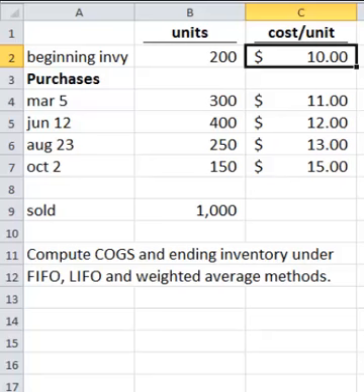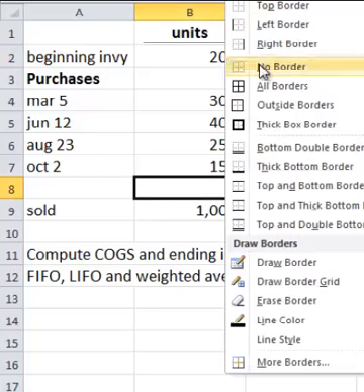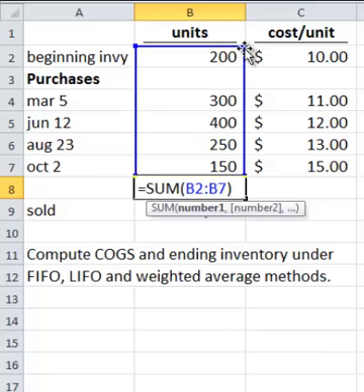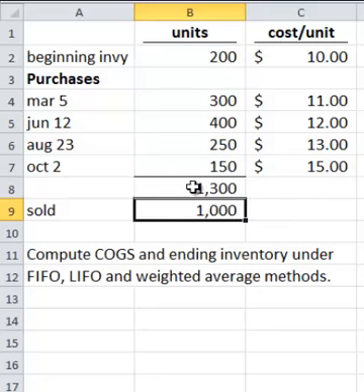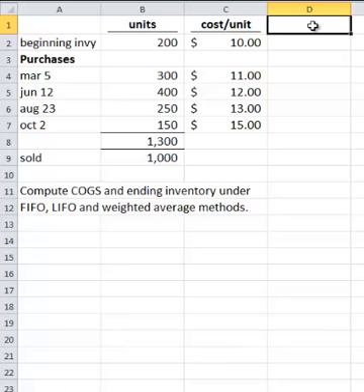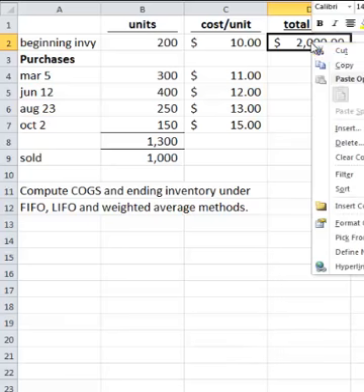So let's start with the weighted average. If you want to get the average, you have to add up all the units that were available to be sold. So we could have sold everything in the beginning inventory, and we could have sold all 4 purchases. That would have been 1,300 units. And what would that cost have been? Cost of the beginning inventory is 2,000.